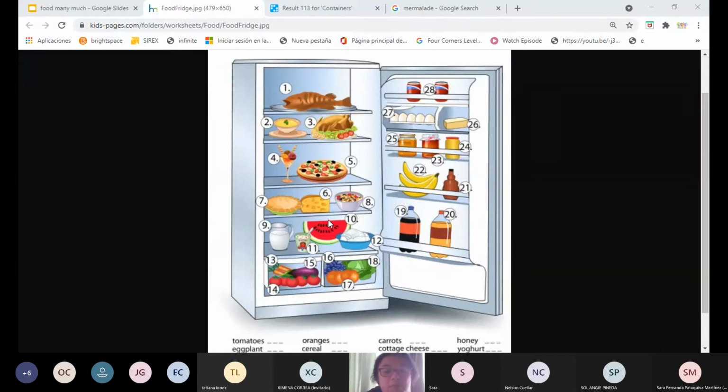Y how many también la vamos a utilizar para preguntar cuánto hay, pero de cosas contables. Por ejemplo, los huevos. Yo digo, how many eggs are there? How many apples are there? How many bla, bla, bla are there? ¿Ok, Tatiana?